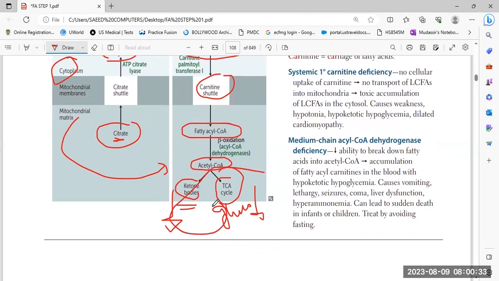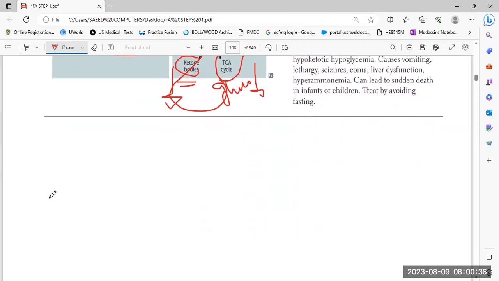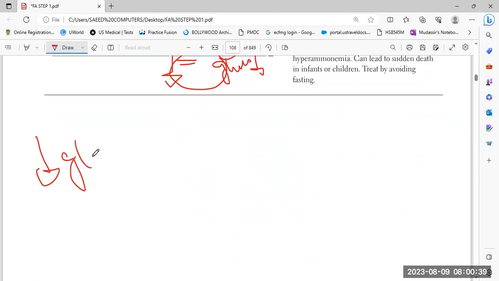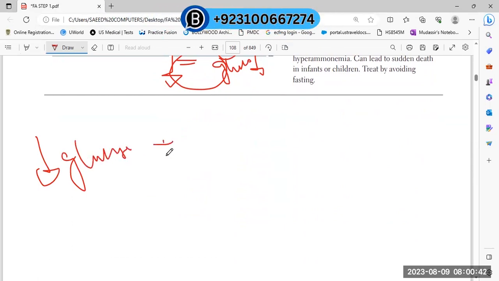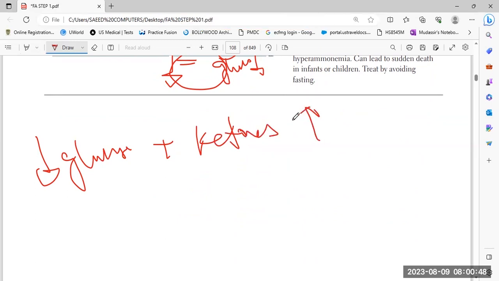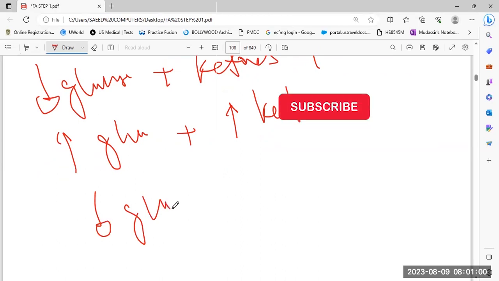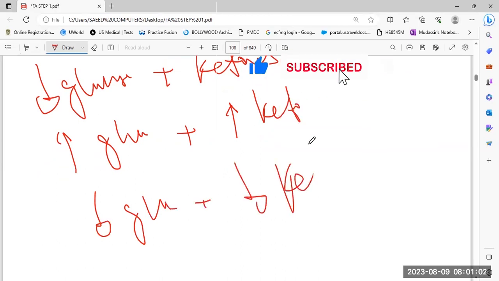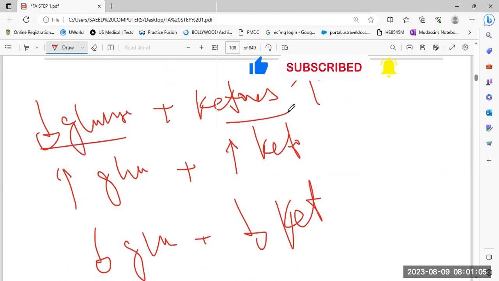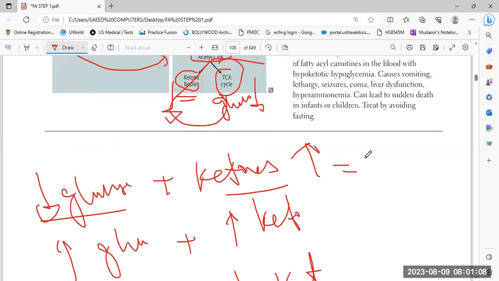So when this finding is given, I will give you a differential. There are three different scenarios. Decreased glucose with increased ketone is severe fasting. Increased glucose with increased ketone is diabetic ketoacidosis.